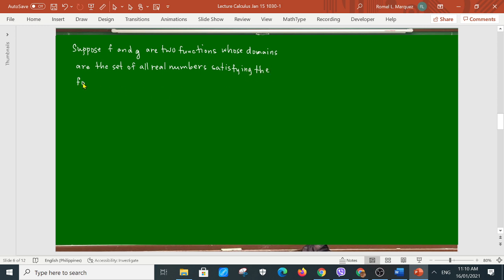Suppose f and g are two functions whose domains are the set of all real numbers. Satisfying the following properties.